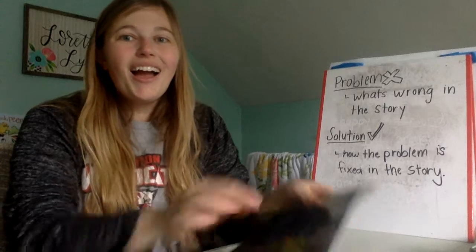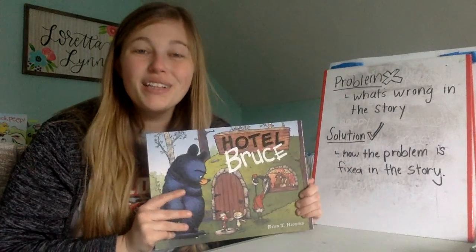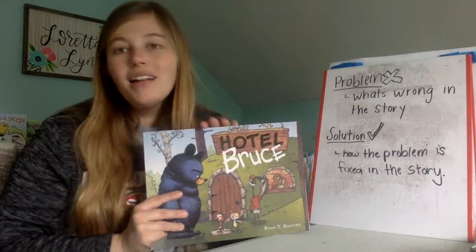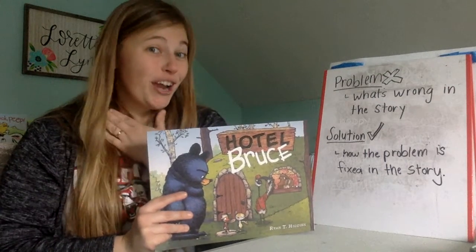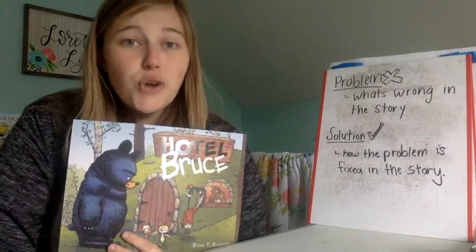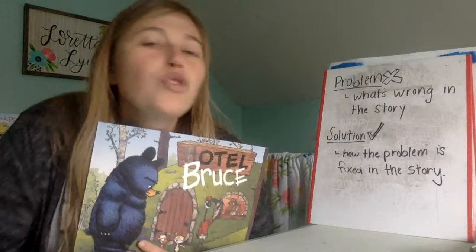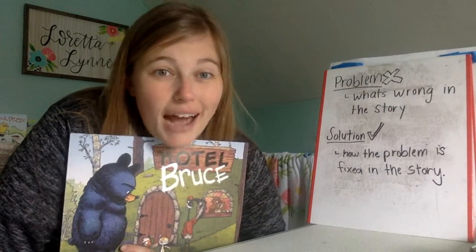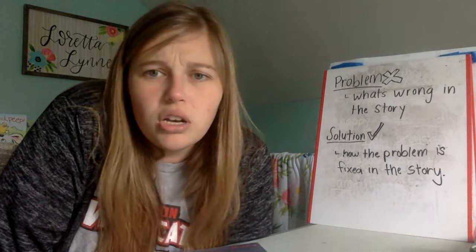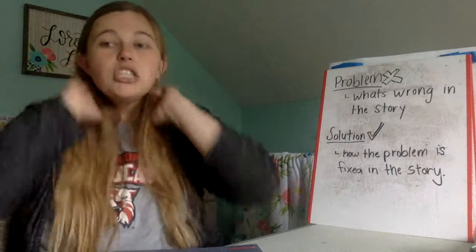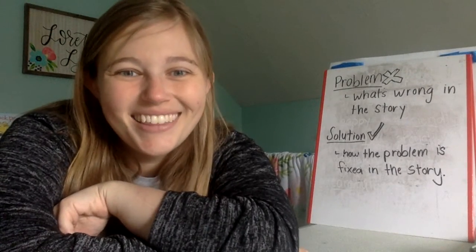So, Hotel Bruce. Let's talk about the problem in the story. What's wrong in the story? I'm sure you guys have probably already put your hand on your heart a lot. But what was wrong is the mice took over Bruce's house and turned it into a hotel. And the animals were ruining his house, making it a disaster, and they wouldn't leave. So now, what was the solution in our story? How did they fix that problem in the story? I want you guys to comment below. What was the solution in the story?